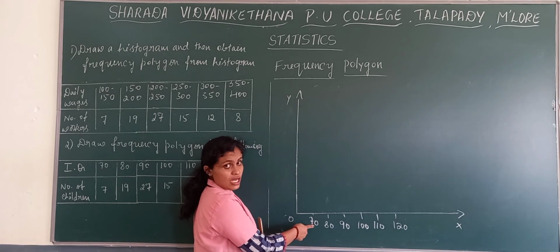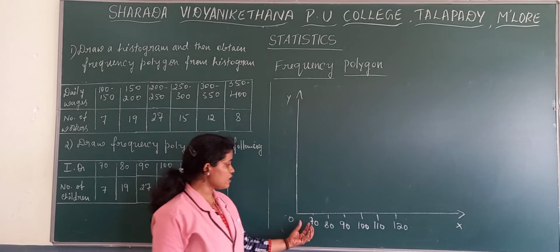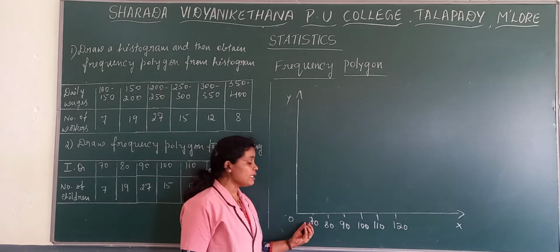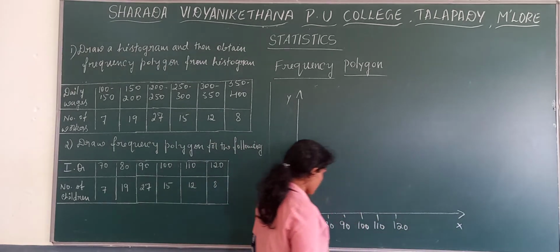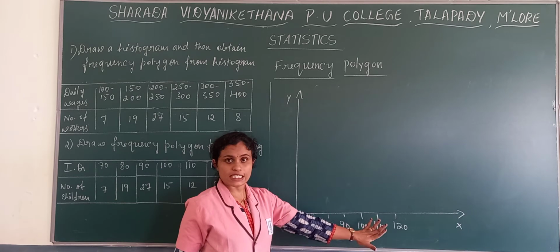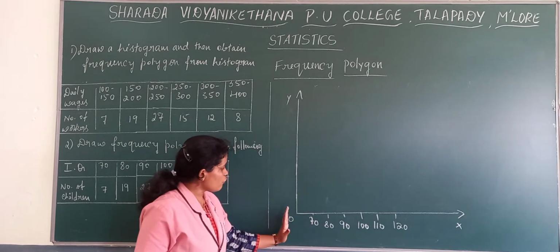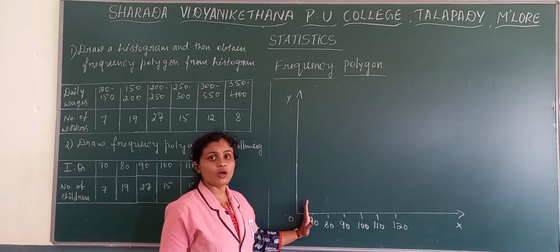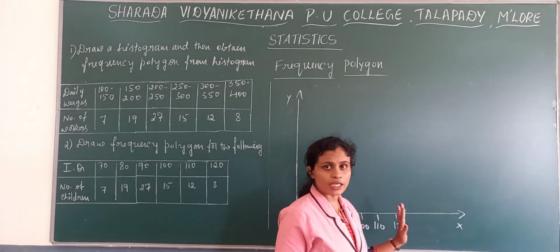But see the difference between 0 and the first value. From 0 to 70, the difference is 70. Then for the remaining values, the difference is 10. So always the difference between 0 and the first value and the rest of the values should be equal.